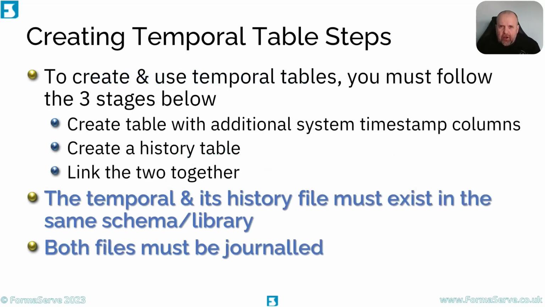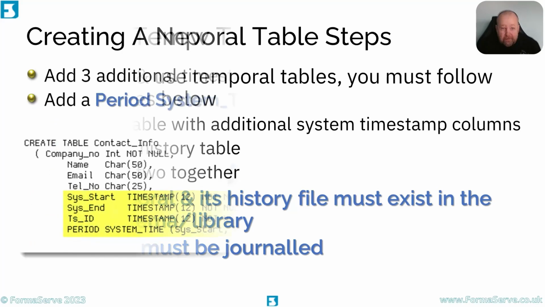So, how do we create temporal tables? We need 3 stages. We create a new table with these additional timestamp columns. We create a history table. We link the 2 together. A couple of rules we have to abide by: the temporal table and its history file must exist in the same schema, the library, and both files must be journaled.